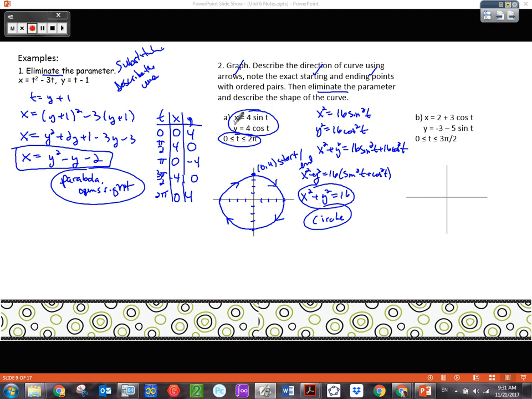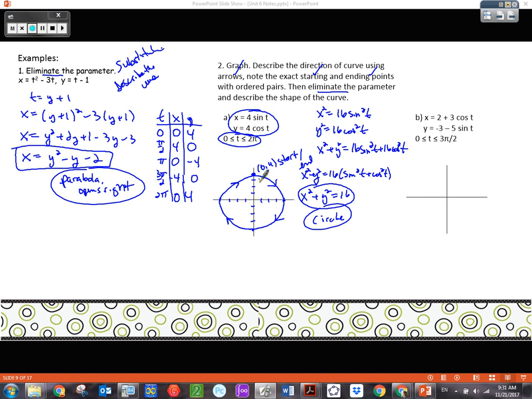Notice that the x and the sine are paired up. Is that normal in trig? No, it's not normal, is it? And the y and the cosine are paired up. That's not normal. Is this movement normal in trig? Do we usually go this way? Do we usually start at the north line? No. We usually go this way.